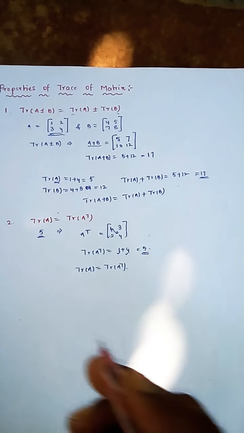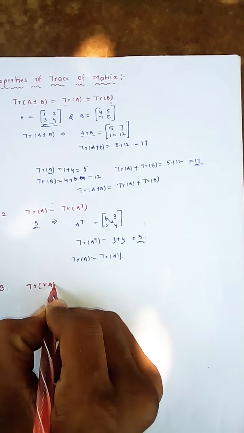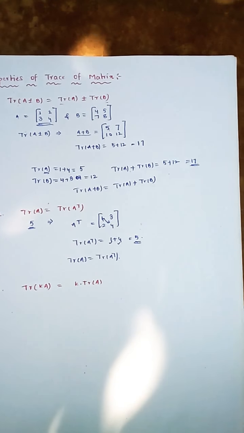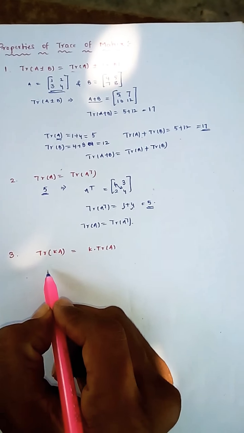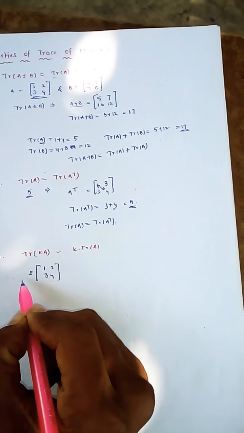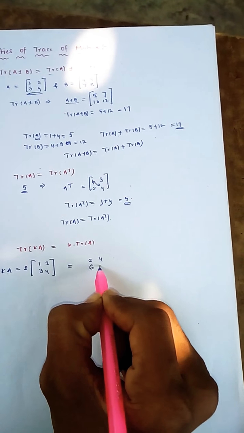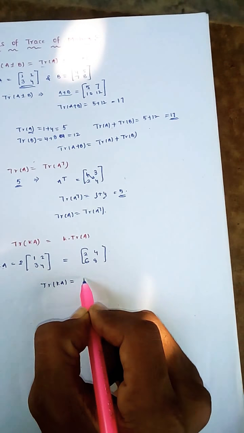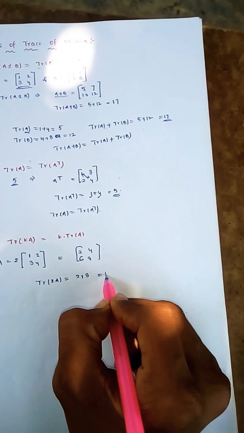Coming to the third property, trace of K into A is equal to K into trace of A. Suppose matrix A is multiplied with 2, 1, 2, 3, 4, K into A is equal to 2, 4, 6, 8. Now trace of KA is equal to 2 plus 8. These are the diagonal elements of KA, that is equal to 10.